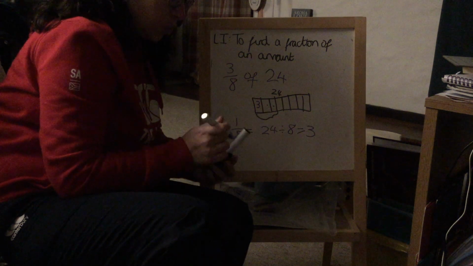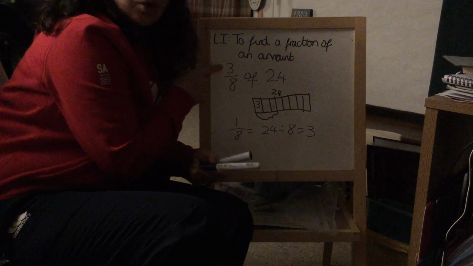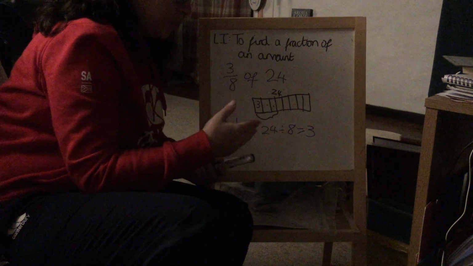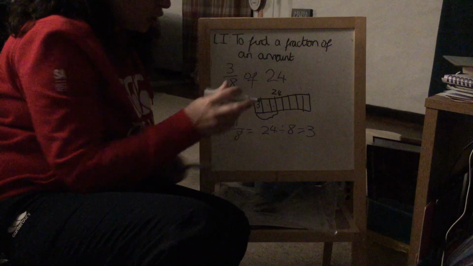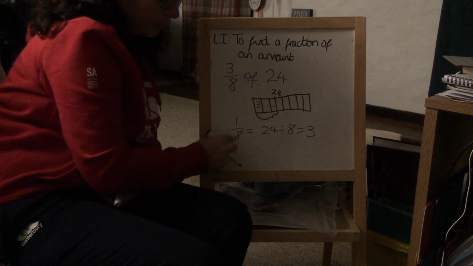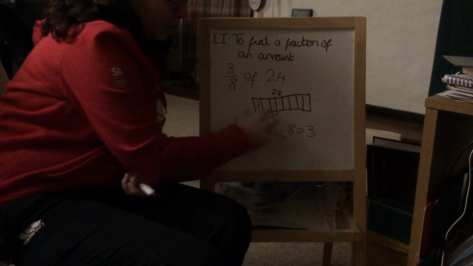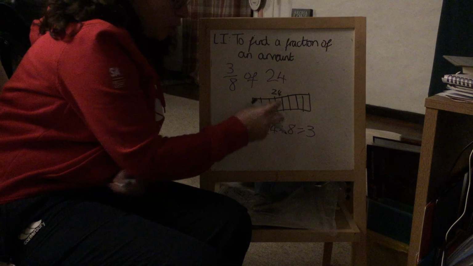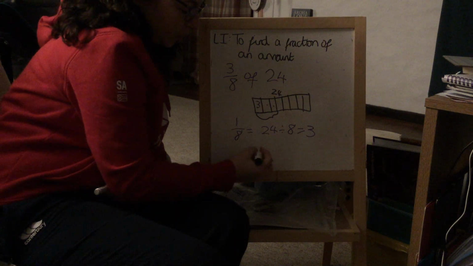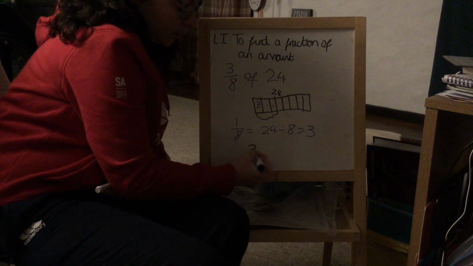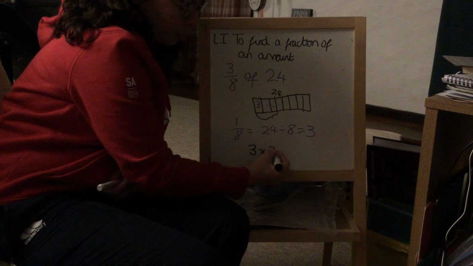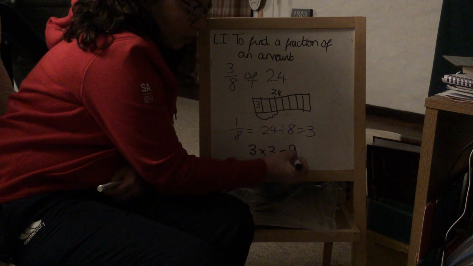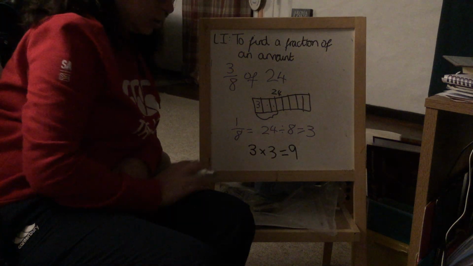So once you've got your 1/8, you can work out 2, 3, 4, 5, 6, 7, 8. It's quite simple from there on. The next step is you times your value of 1/8 by how many 8ths you need. So we want to know what 3/8 is. 1/8 is 3, and we want to know what 3 of those are. So 3/8 must equal 9.